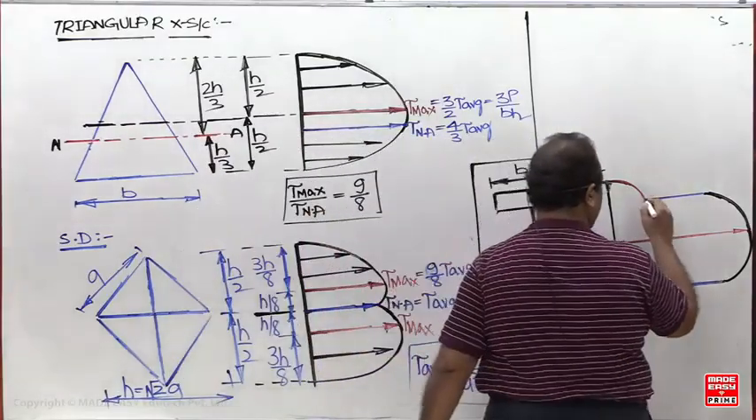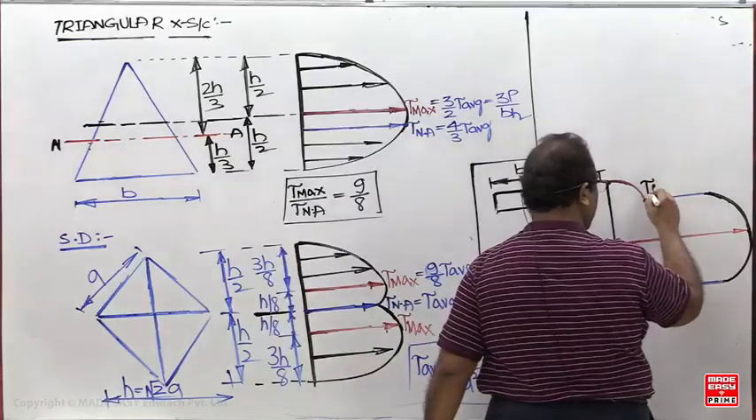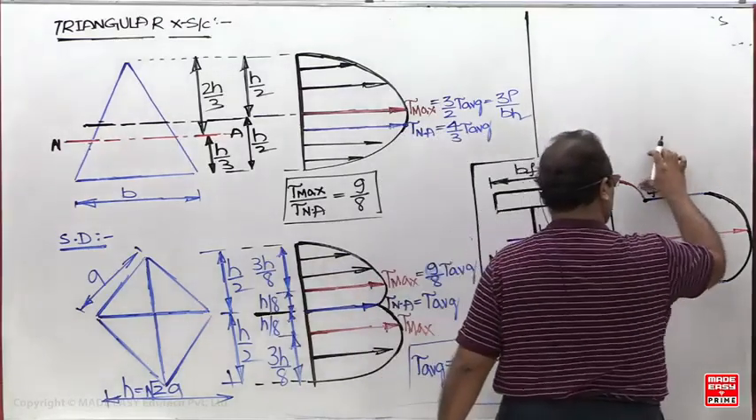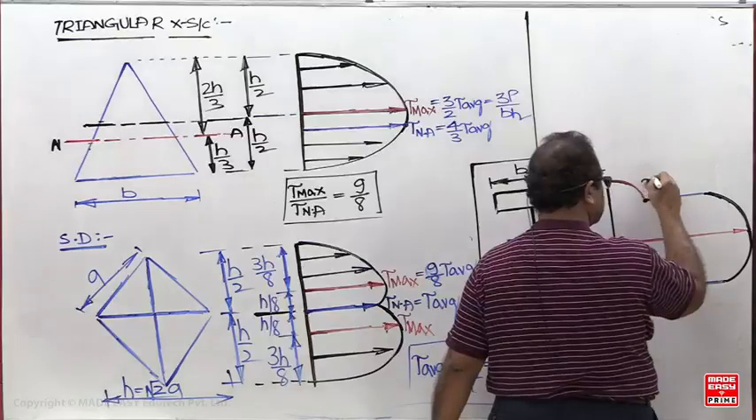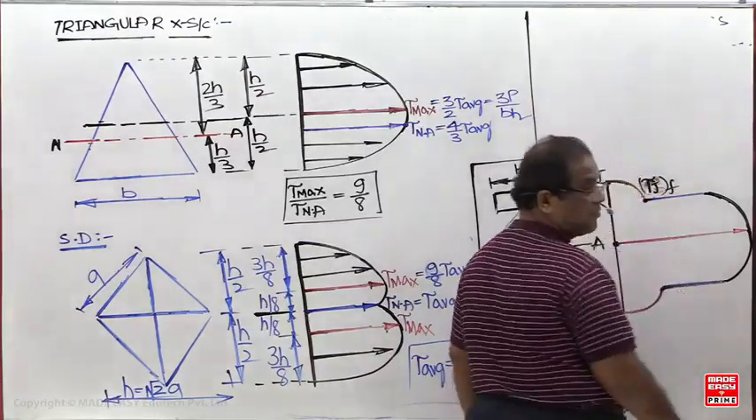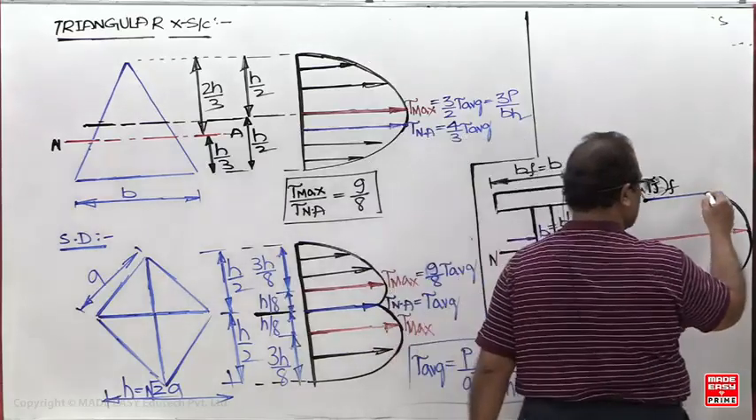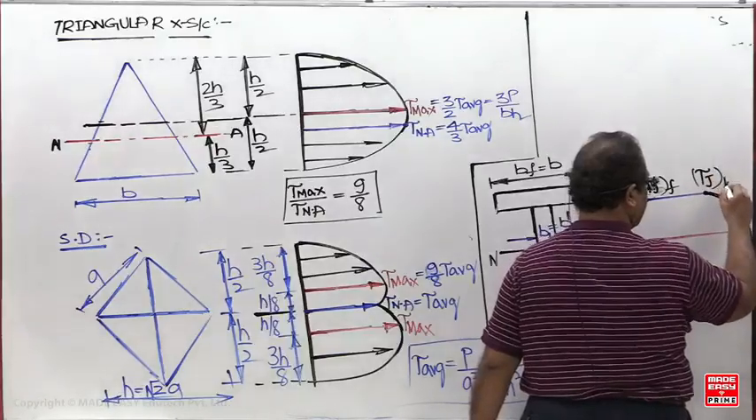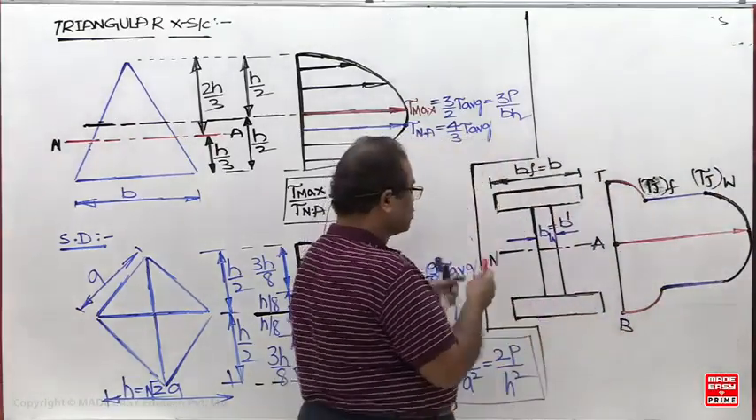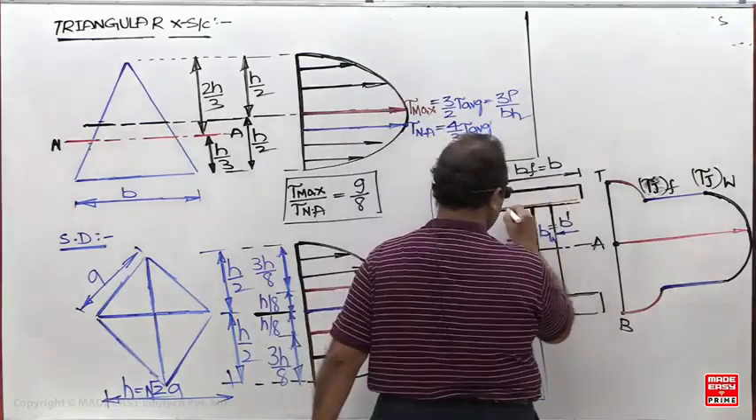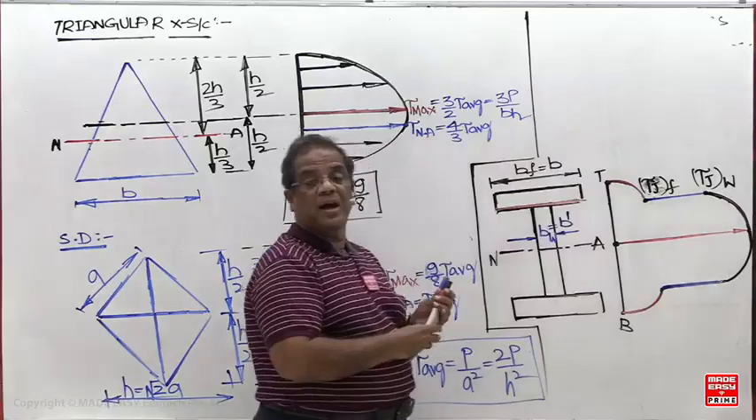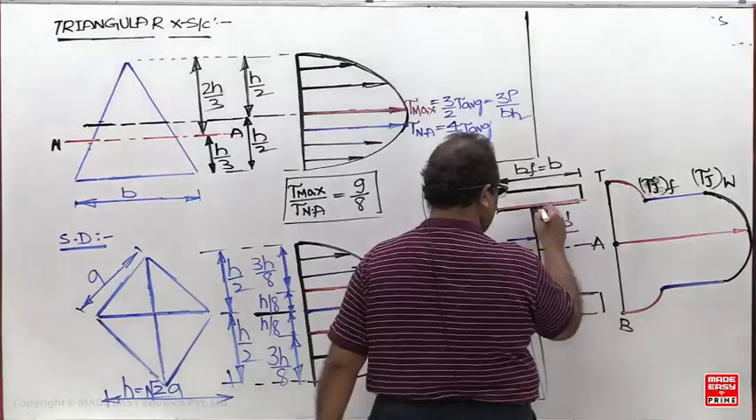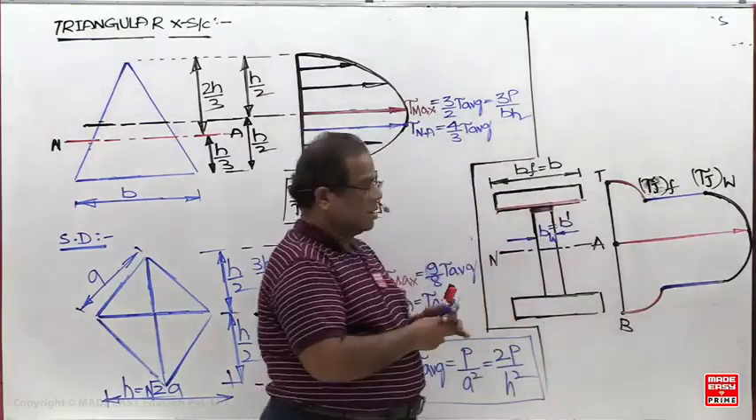So this will be the shear stress at the bottom of the flange. F means flange. JF means bottom of the flange. This is the top of the web. What should I call this line now? What is this red color line? Bottom of the flange. And what about this blue color line?